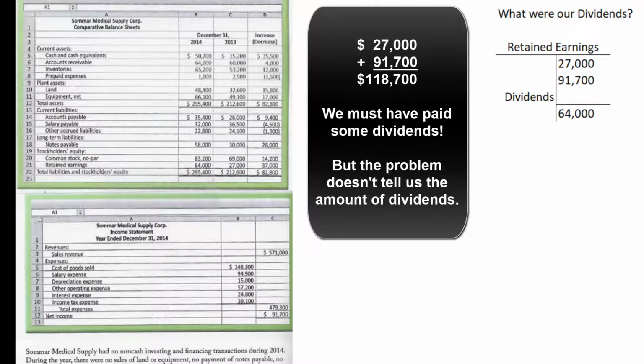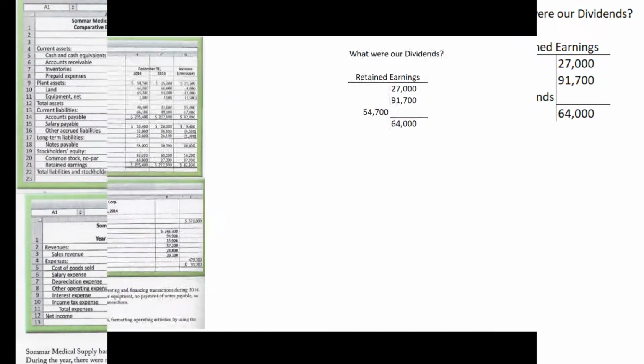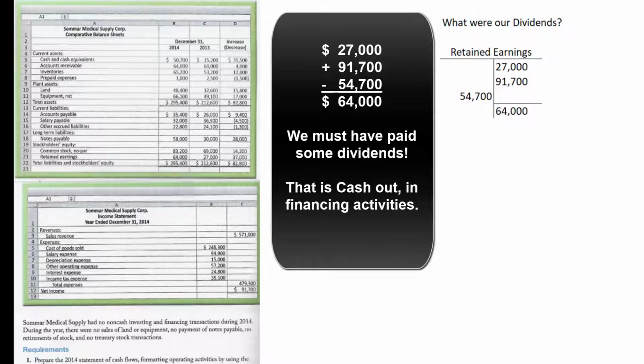Remember, retained earnings is an equity account, so it has a credit balance. It started with a balance of $27,000. Retained earnings at the beginning plus net income minus dividends gives us retained earnings at the end. So how much must our dividends have been for us to go from $27,000 plus $91,700 minus dividends to get to $64,000? We must have paid out $54,700 in dividends. $27,000 beginning retained earnings plus $91,700 net income minus $54,700 gives us our ending retained earnings of $64,000.